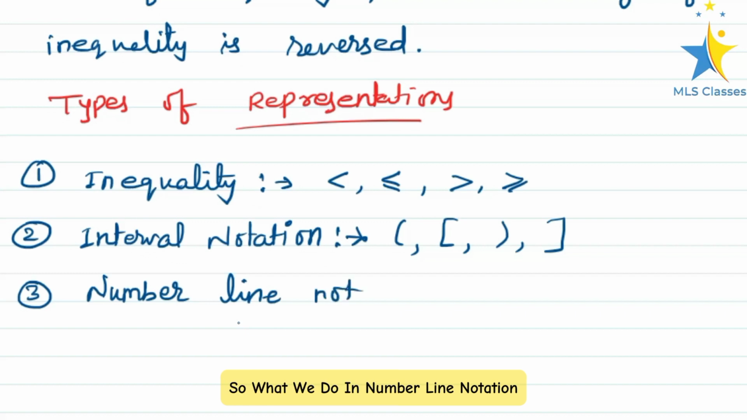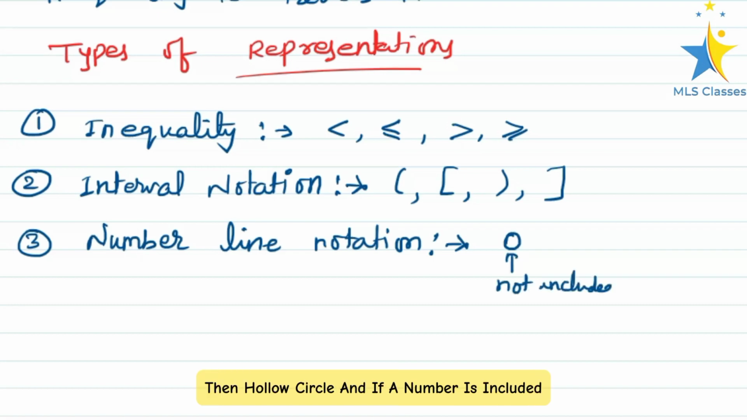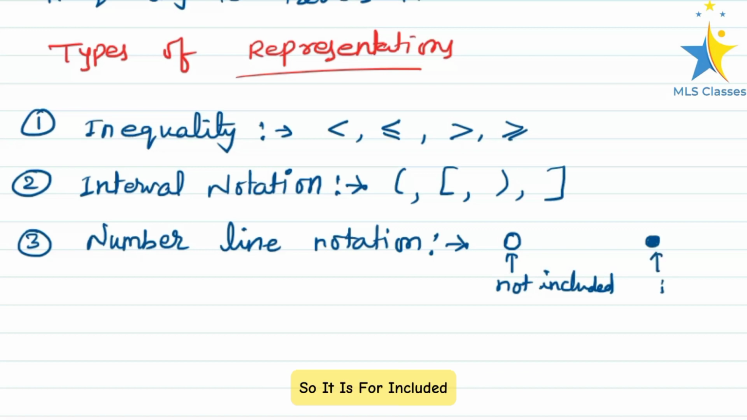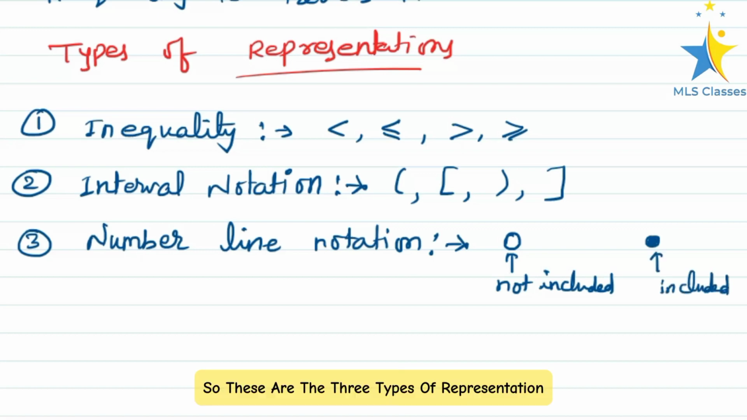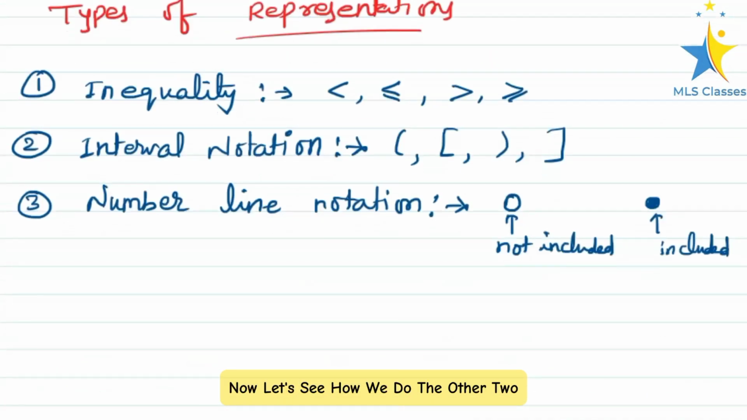Then number 3, number line notation. In number line notation, we represent the same region on the number line as we got in the solution, and we use these 2 circles. If a number is not included, then a hollow circle, and if a number is included, then a solid circle like this. So these are the 3 types of representation. We have seen inequality notation in this one. Now let's see how we do the other 2.